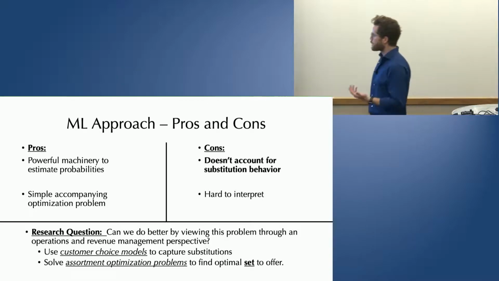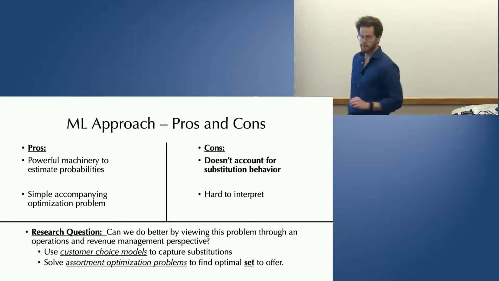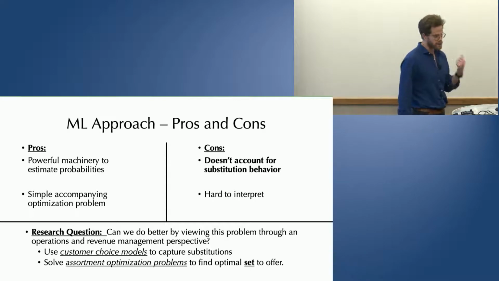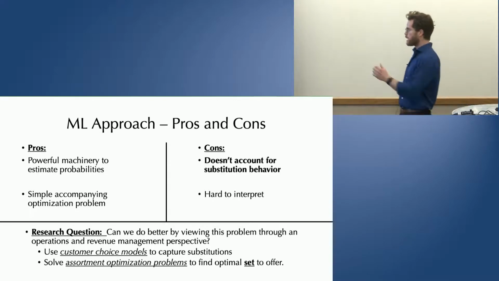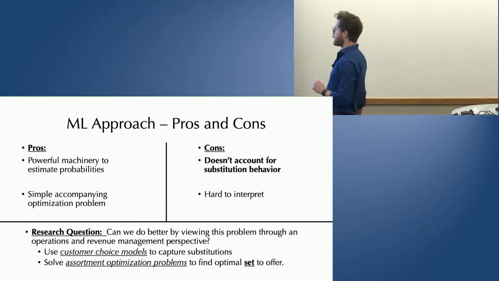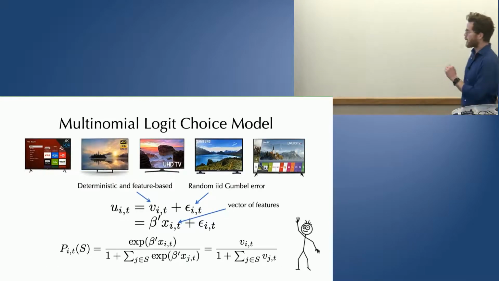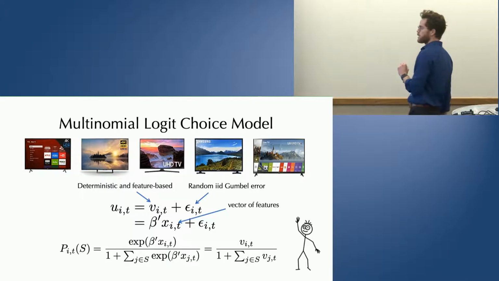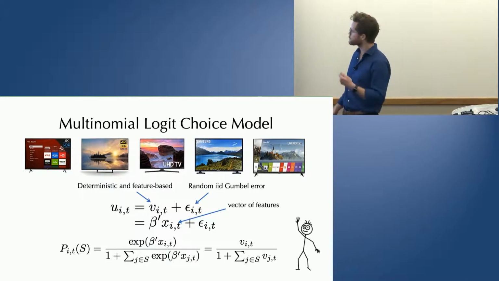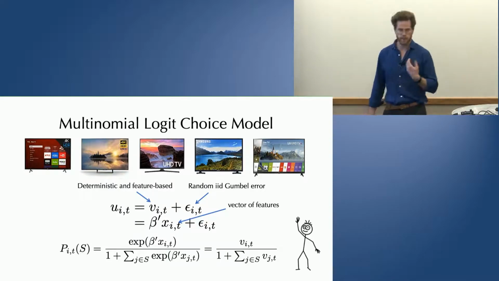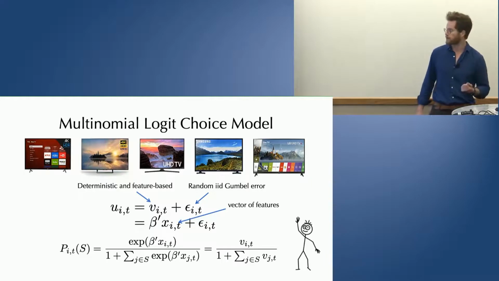So what's the high-level question? Can we do better than this machine learning approach by using customer choice models to model demand, and then solving assortment problems to find what to offer? So what is the MNL model? We're using the MNL model to model demand. The MNL model is perhaps the most popular and well-studied choice model out there.